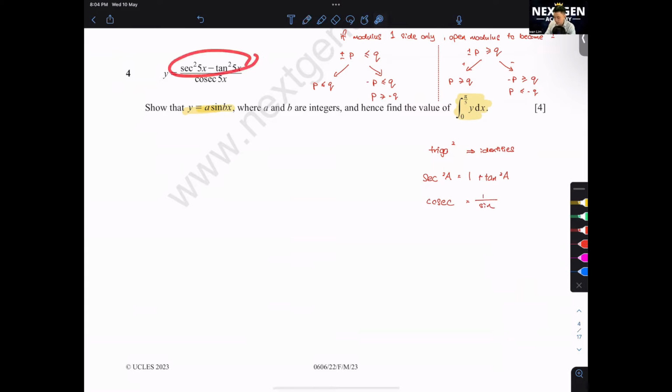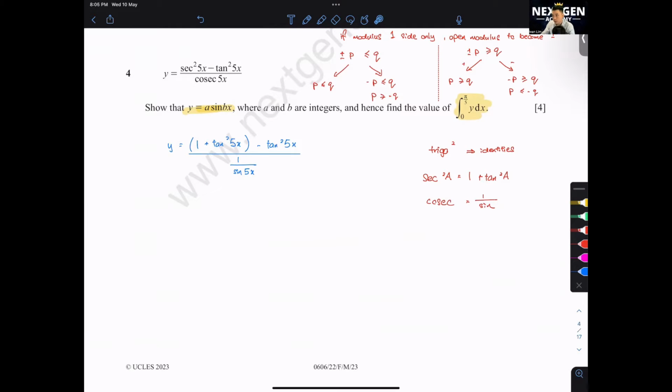Let's simplify this top part here. Secant square will become 1 plus tangent square, so 1 plus tangent square 5x. That's what my secant square became. Minus tangent square 5x over, this one will be what? 1 over sine 5x. Why did I change to sine also? Because my final form, I want some sort of sine.